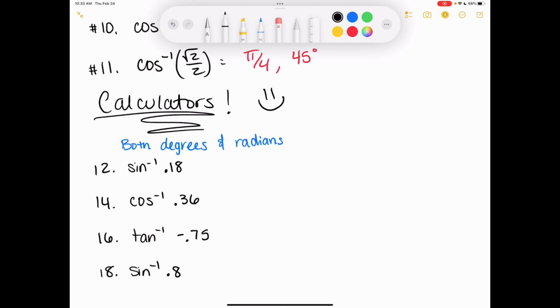Okay, we're going to say everything, just for consistency, to 2 decimal places. Last year I did degrees to 1 and radians to 2, and that's just crazy. So we're just going to say 2 for everything.